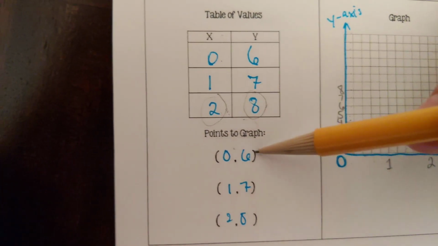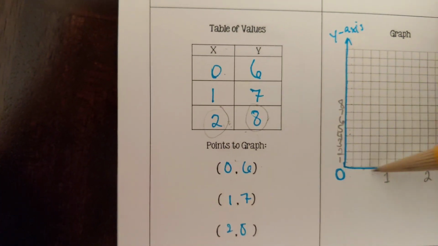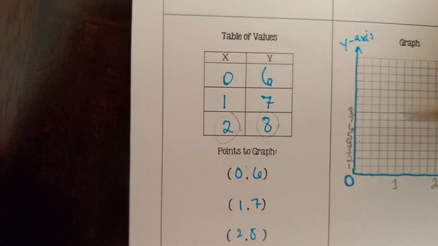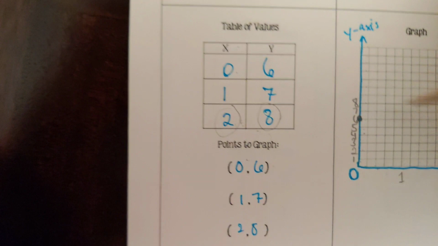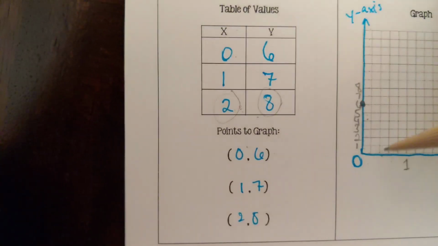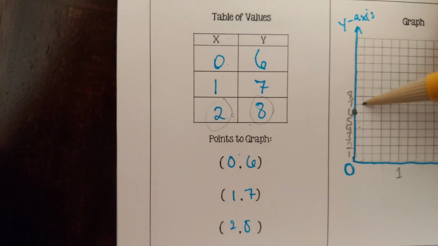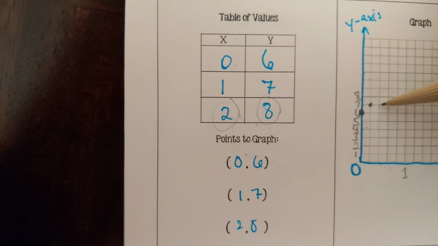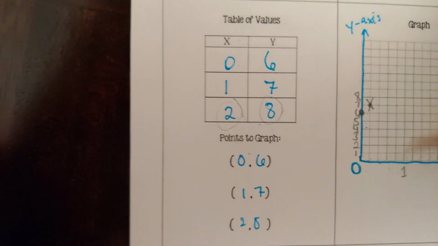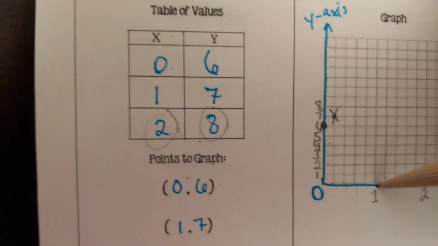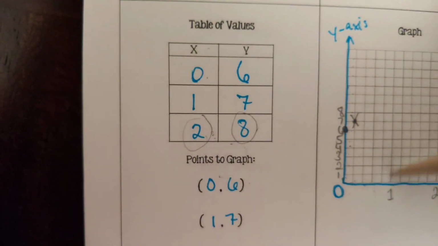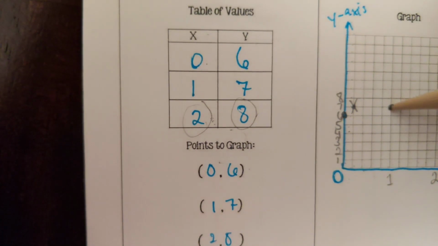0, 6 would be 0 on the x-axis, and then up 6. So the very first point that I have would be this point right there. And the next point that I would have is 1, 7. So 1 to the right and up 7 would be right there. Nope, it would not be right there because my 1 is not right here. Remember, my 1 is way over here. So I have to go all the way over here 1 step and then up 7. This would be my second dot.